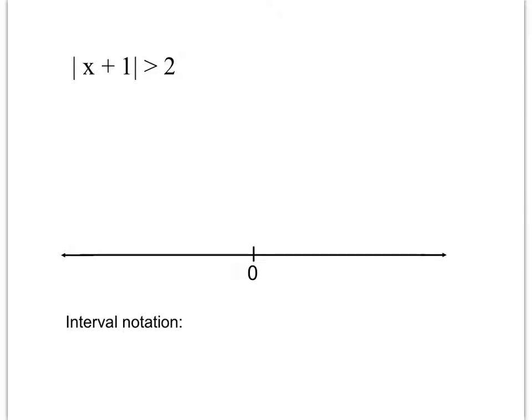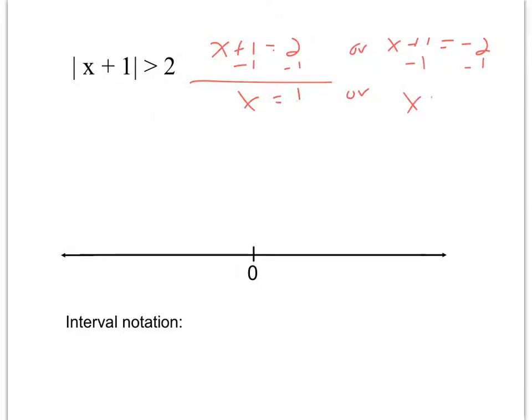Okay, on this one, we are going to solve this for x. We're going to pretend it was an equation. So we're going to write x plus 1 is equal to 2, or x plus 1 is equal to negative 2, of course. We're going to minus the 1 on each side. So x is equal to 1, or x is equal to negative 3. So our critical points are here at negative 3 and at 1.